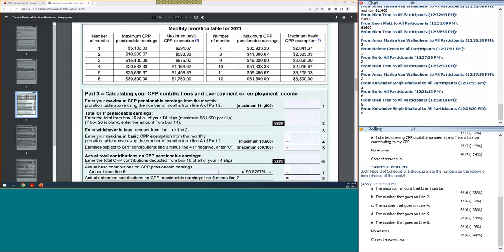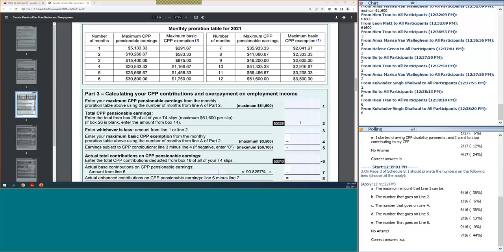You are correct. How do you know that? It tells you to do it. It says use the number of months from line A. So the number of months from line A will tell you to find the maximum CPP from the chart to a maximum of 61,600. So it can't be more than that, but take the number from the chart. That's a number that has to be prorated because we're determining how much you are allowed to contribute based on how many months you've been eligible to contribute.